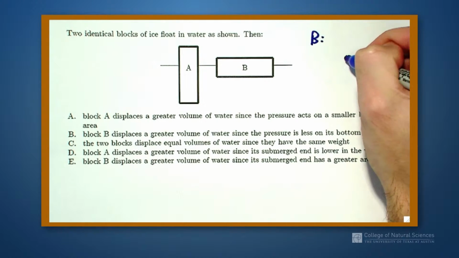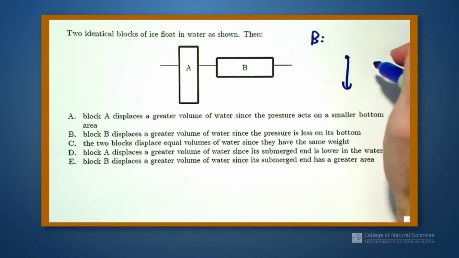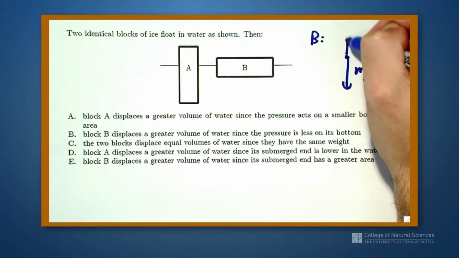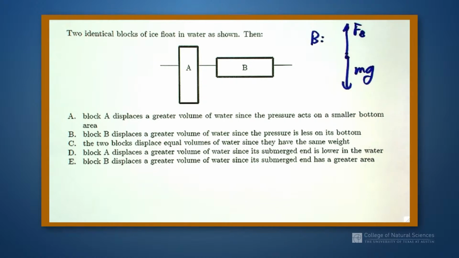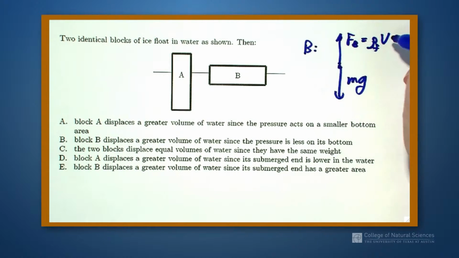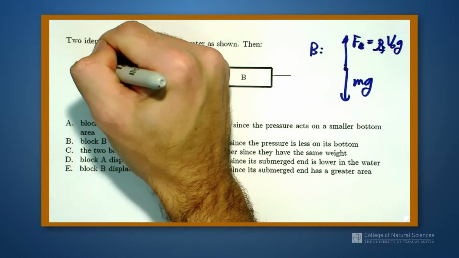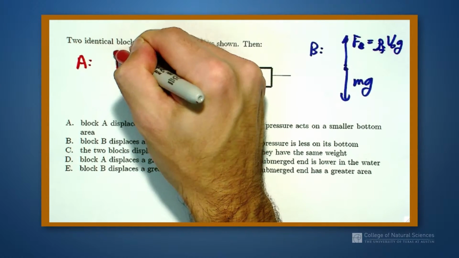for block B. And I know that block B is going to have a weight force down and a buoyancy force up. And that buoyancy force is going to be the density of the fluid, the volume of the object, and gravity. And if I look at block A, I get the same picture.